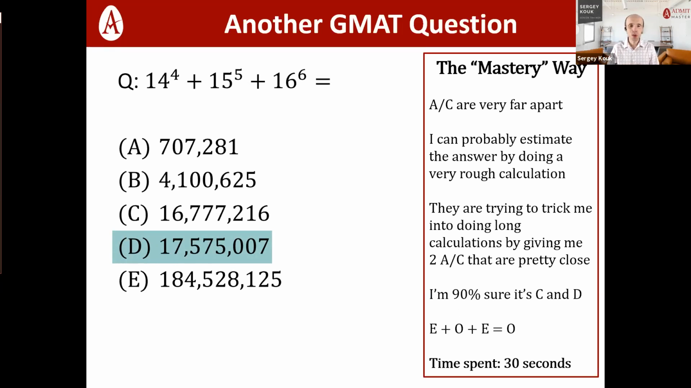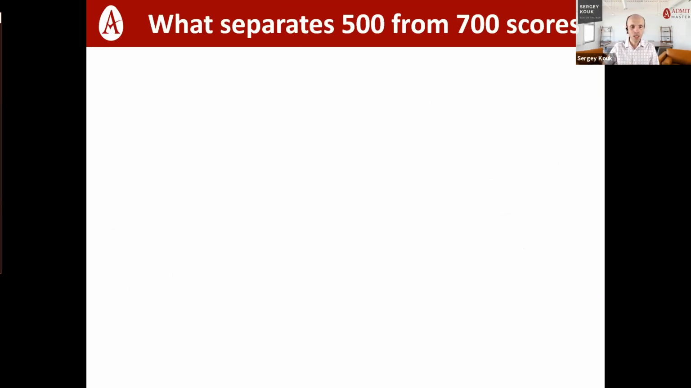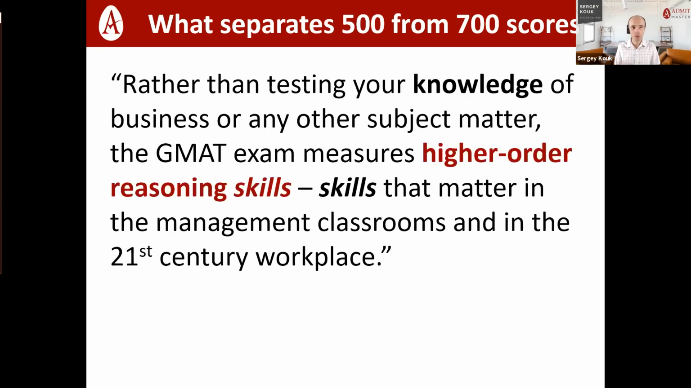So that brings us to an important question. What really separates people who get 500 scores from people who get 700 plus scores? And I'm going to ask people who actually make the GMAT. So here's what they're going to say. We're not really out there to test how well you know something, because most of the tests that we've ever done, let's say a history test. Now, at some point, all of us did some sort of a history test.